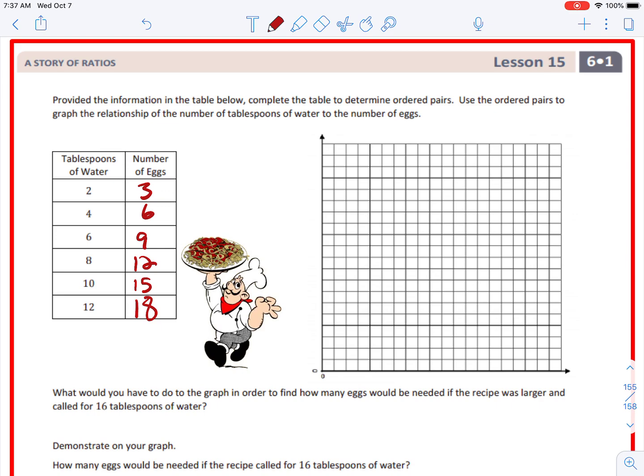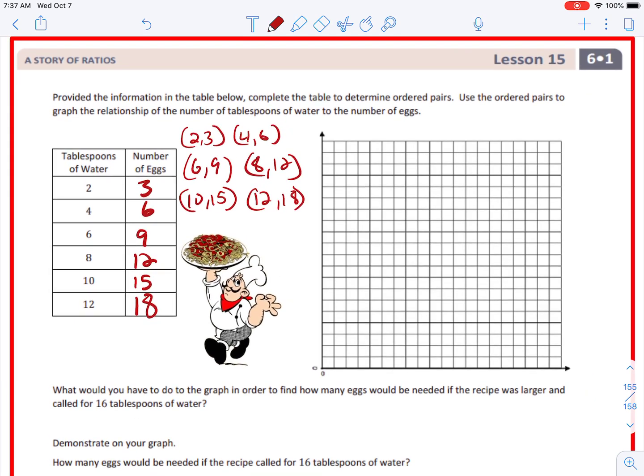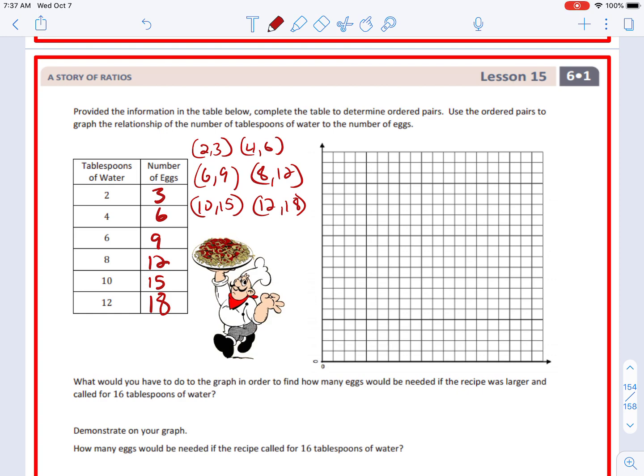So I'm going to make my ordered pairs real quick. My first one's 2 to 3, then 4 to 6, then 6 to 9, 8 to 12, 10 to 15, and 12 to 18. Now I have to label my graph. Remember, this is a pasta recipe. We can title our graph if we want. Remember, this is the x-axis, it's horizontal, and this is going to represent water. The vertical is the y, and this is going to represent eggs.